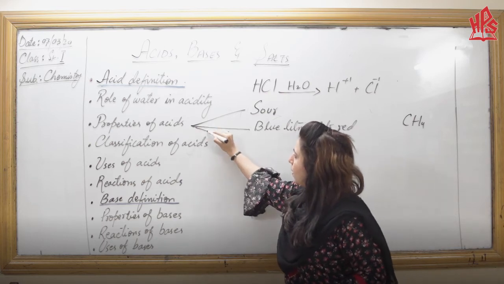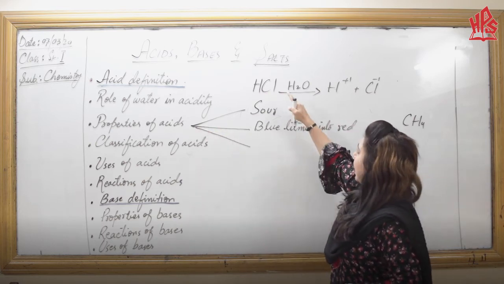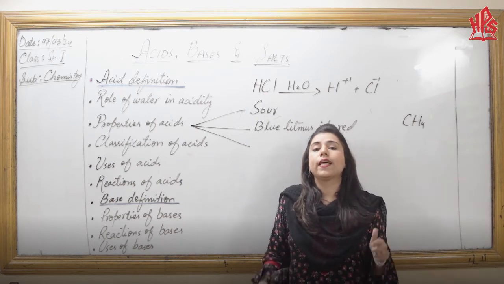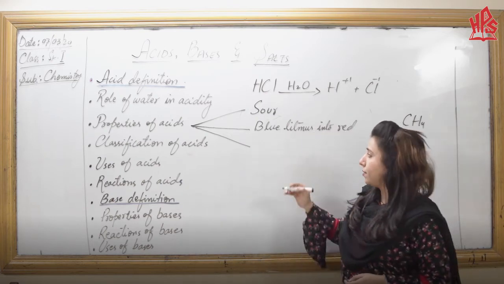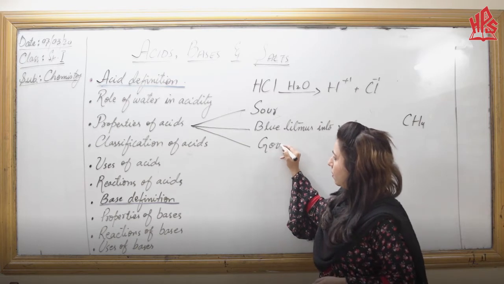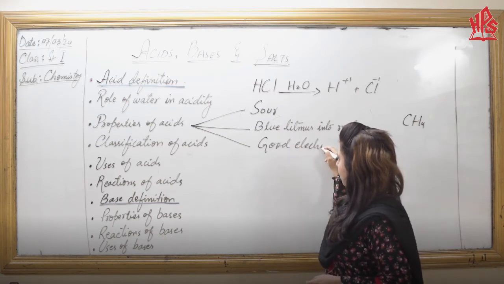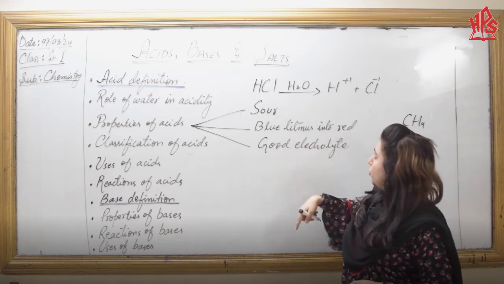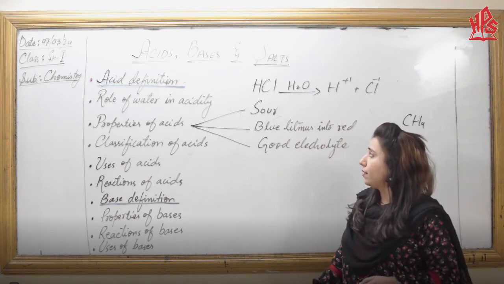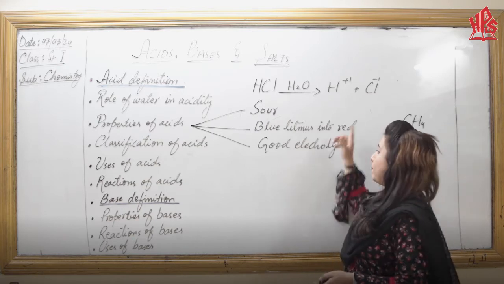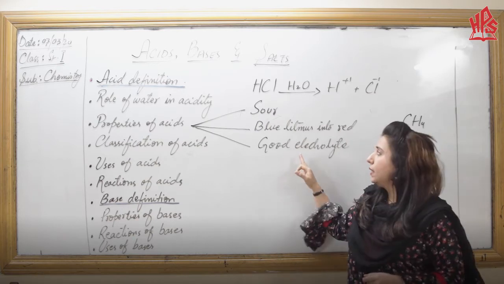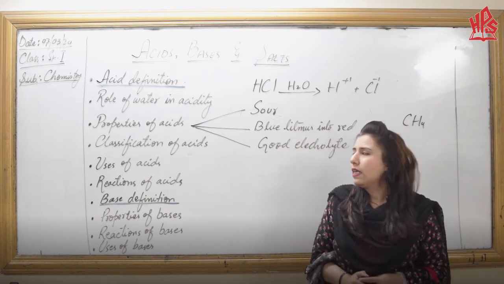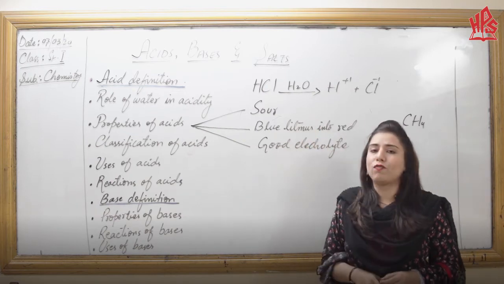Number four, as we can see, acids release H positive ion in the aqueous solution. That means acids are good conductors of electricity, so we can say good electrolytes. So we have four properties. They release H positive ion. When they release H positive ion, that means they are good electrolytes. They are sour in taste. They turn blue litmus paper into red. These are some very general properties of acids.